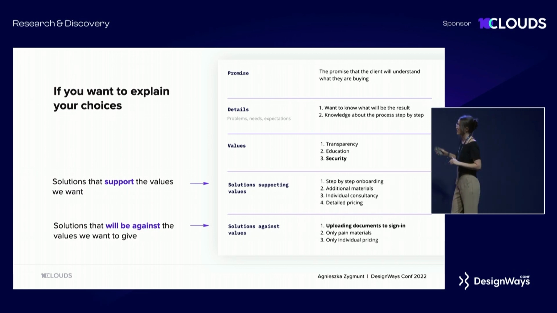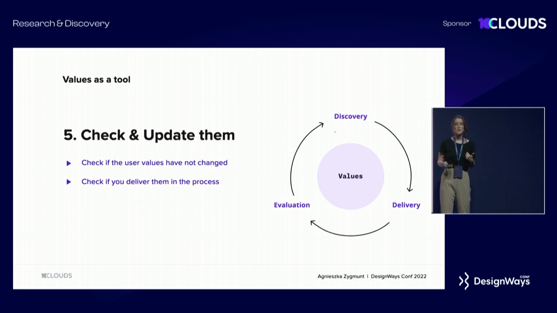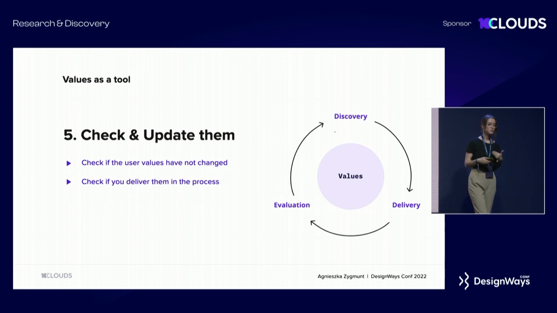And if you have everything like this, you establish the values, you know that you have different values, you try to organize them, you need to use them, and not only use them once, you need to check and update them. Because like in every situation, people are changing. So also the values are changing. So you need to check if the user values have not changed. And you also need to check if you are delivering them in the process, especially when you are working on something for a really long time.